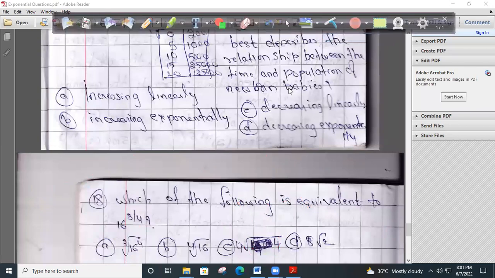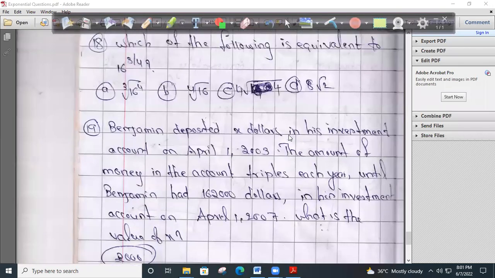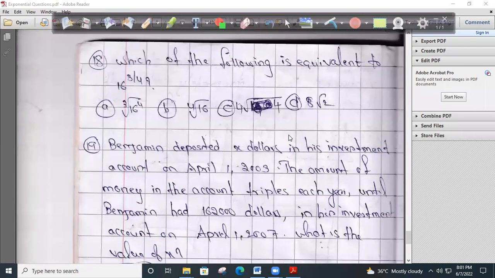So one last question, on the exponential functions that we are going to do. Benjamin deposited X dollars in his investment account on April 1, 2003. The amount of money in the account triples each year until Benjamin has $162,000 in his account on April 1. What is the value of X?